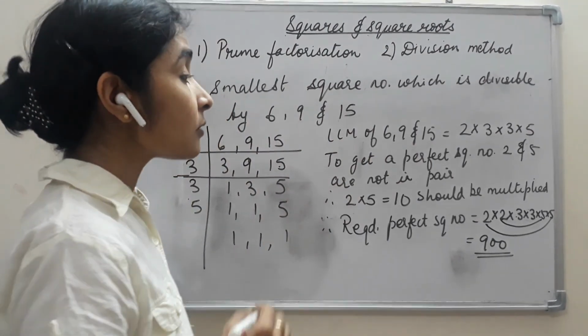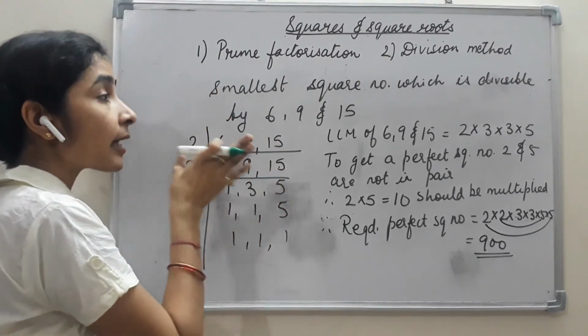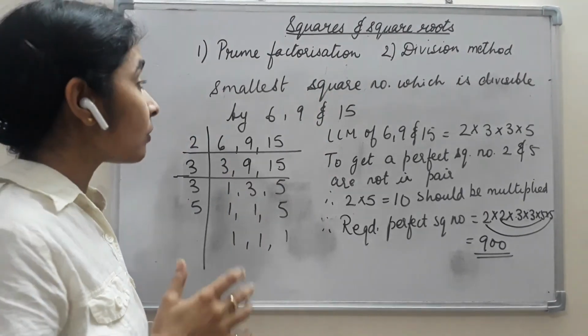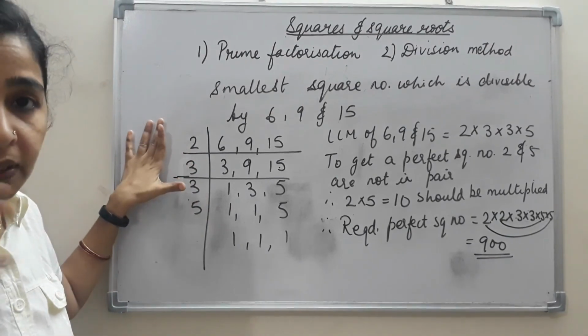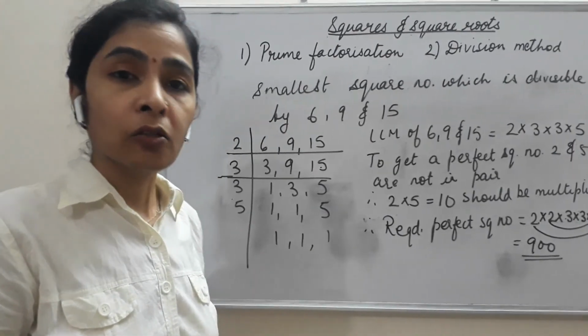Okay, so like this we find out the number which is divisible by all these three numbers, as well as it is a perfect square number also. Okay, so hope you understood these problems, the application based questions also, which are based on squares and square roots.